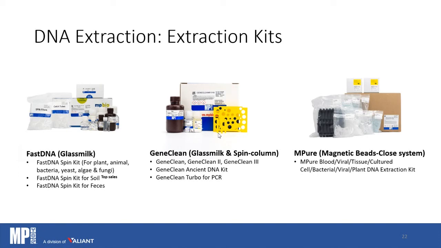The second product range, GeneClean, has kits that use glass milk and spin column technology. They are mainly used for PCR product purification. The third product range, MPure, are fully automated magnetic beads extraction kits. The extraction process is all pre-programmed and done by an automated instrument and hence a closed system.